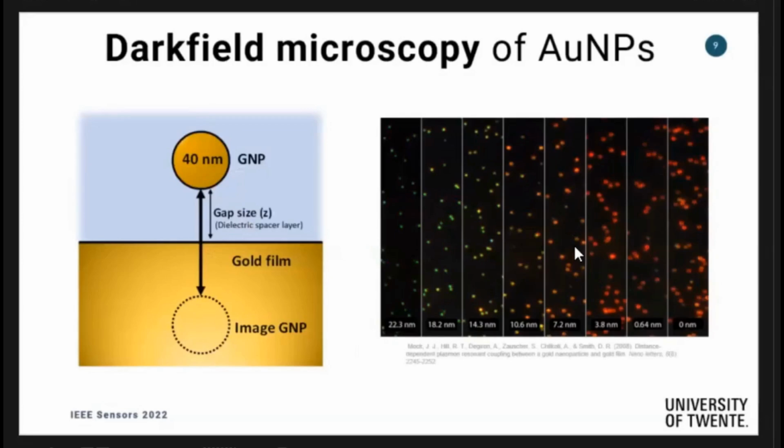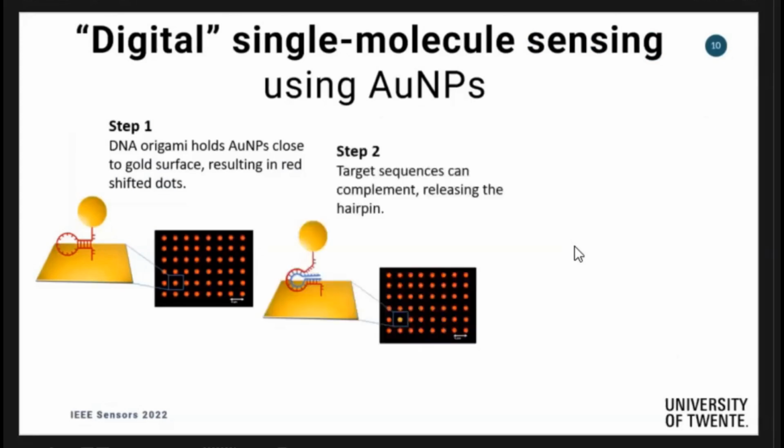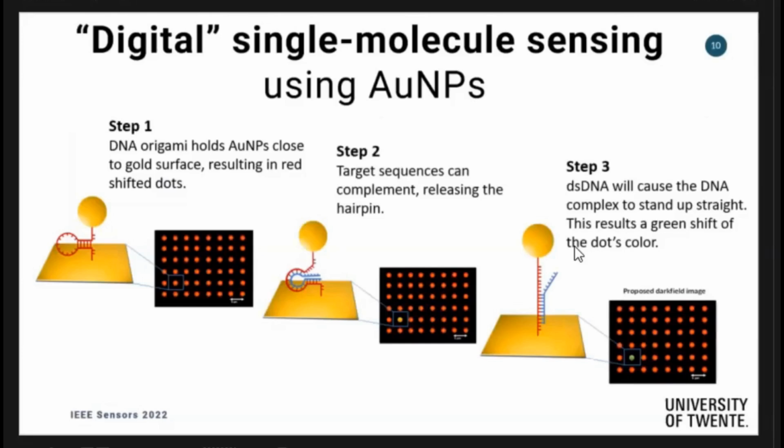So you can see the closer the particle is to a gold film, the more red shifted the scattering color will be. Well, if we go further and further away, we will see a blue shift and end up with a green particle. So this is actually how we want to look at it. We want to determine the height of the gold nanoparticle by looking at the red over green ratio. And of course, we want to do digital, so we will have a gold film with lots of these single molecule sensors. Then, if one small target comes in, it will bind to one of these sensors, and we will see a green shift, as is shown over here. So this is the ultimate goal.